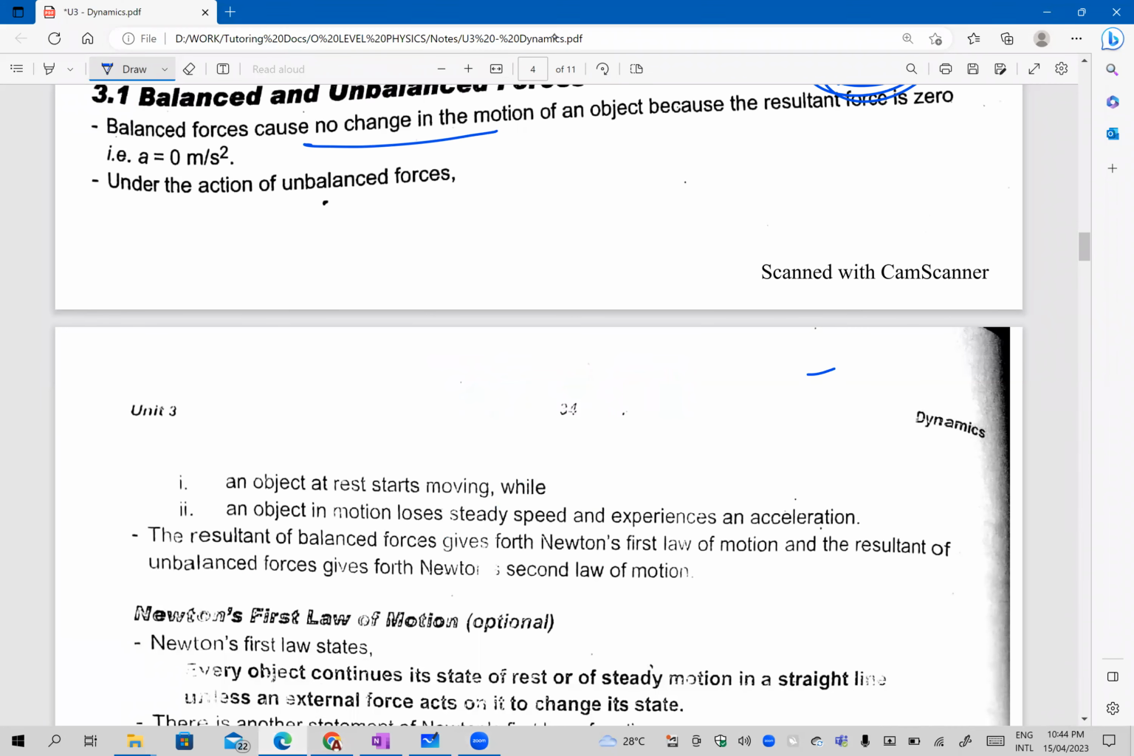Okay, so we were looking at balanced and unbalanced forces. Balanced forces cause no change in motion of an object, right? Because the resultant force is zero, and acceleration is zero meters per second squared.